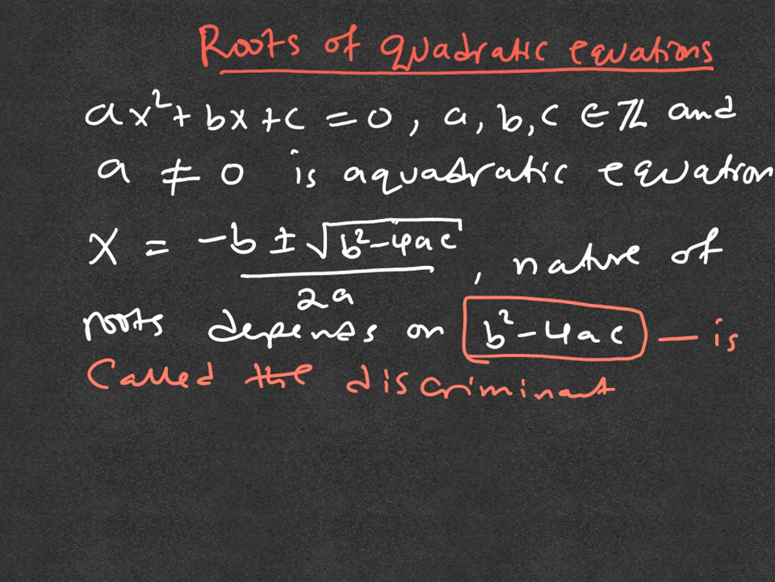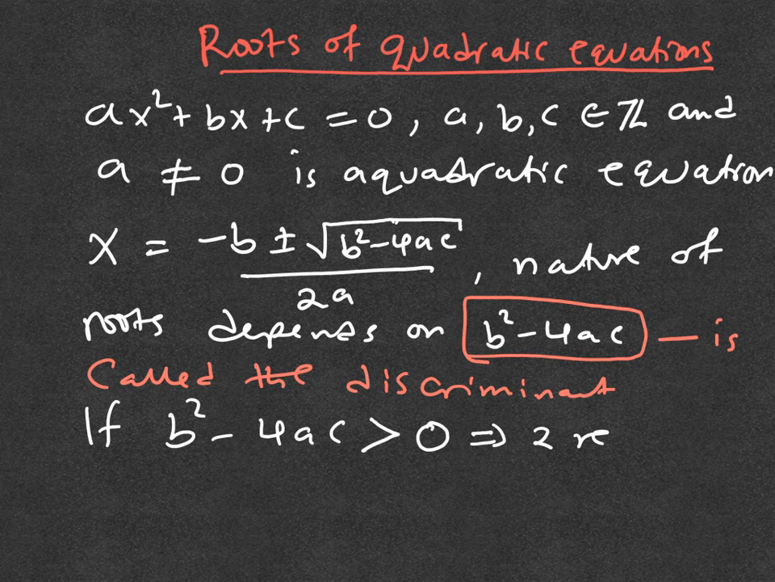If b squared minus 4ac, when you plug in the values of a, b, and c, gives any answer which is more than 0, that is a positive answer, this implies 2 real roots. Those are two x values, whether they are negative or positive, one negative and one positive, or whichever. Those are called the real values.